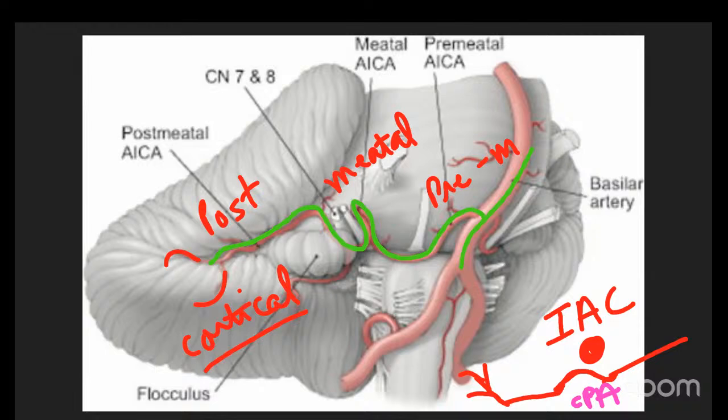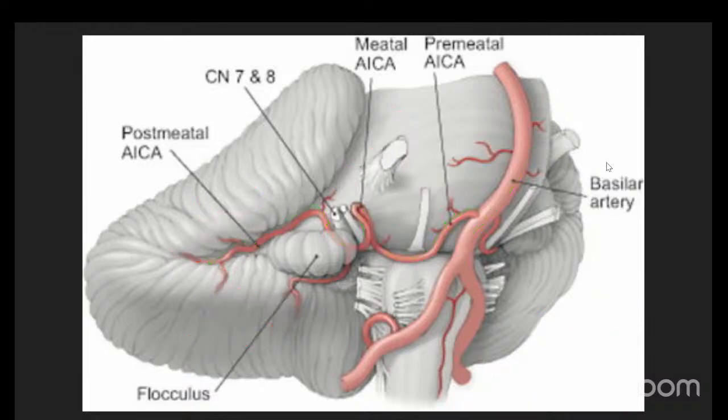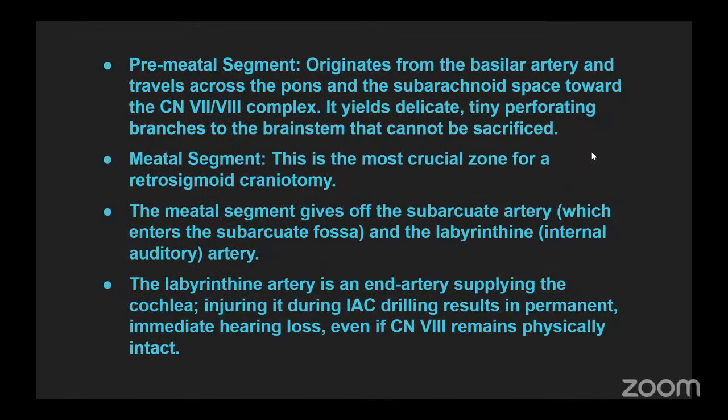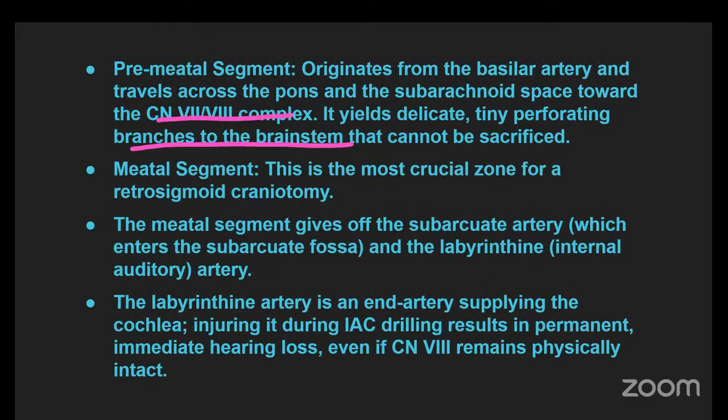Yes. Okay, let's look at some other images. In fact, let's do the anatomy first. We have the premeatal segment. It originates from the basilar, travels across the pons and around the cranial nerve 7 and 8 complex. The problem is sometimes it gives these small perforating branches to the pons that look very minimal on inspection, but they are not sacrificable.